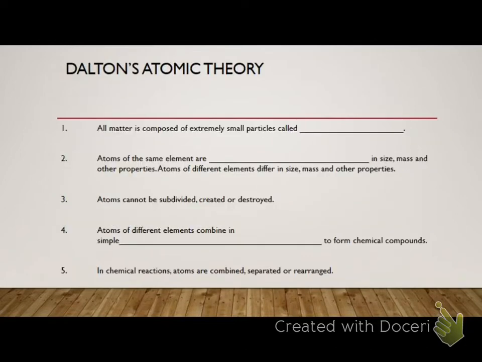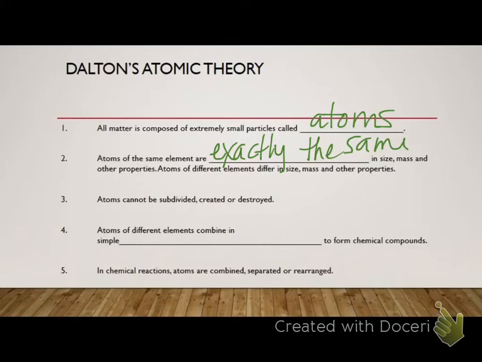The first one is that all matter is composed of extremely small particles called atoms. Atoms of the same element are exactly the same, he said. And by exactly the same we mean in size, mass, all their properties are the same. He also stated that atoms cannot be subdivided, created, or destroyed. And then he said that atoms of different elements combine in simple whole number ratios.